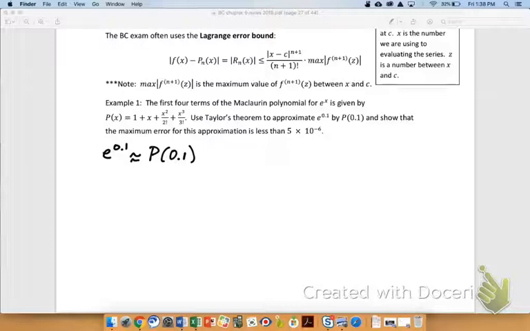And p of 0.1 being the tangent curve, if you will. It's the Maclaurin polynomial. And p of 0.1 for our polynomial would equal 1 plus 0.1 plus 0.1 squared over 2 factorial plus 0.1 cubed over 3 factorial. So all that we're really doing here is we're saying, hey, this polynomial is our approximation for e to the x, and this is our best approximation for e to the 0.1. That make sense?